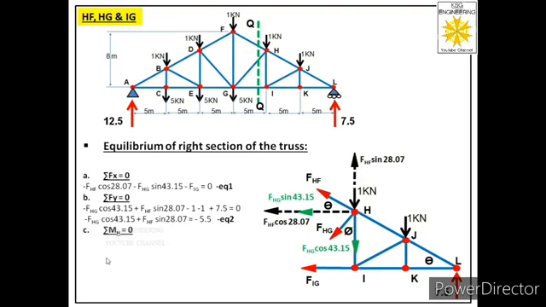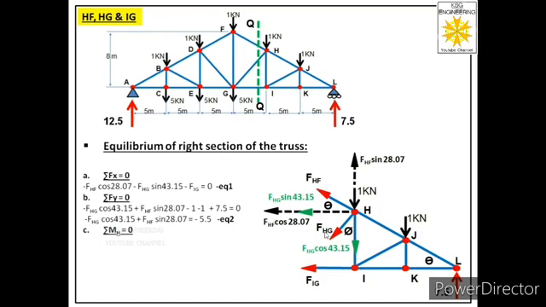Now let us apply the third equation. Now what is that equation? That equation is summation M equal to 0. Now over here we have to observe a very important point. We have to judge at which joint of this truss section we should apply the moment equation so that we can get the value of the unknown forces. Now we have to find these three unknown forces FHF, FHG and FIG.